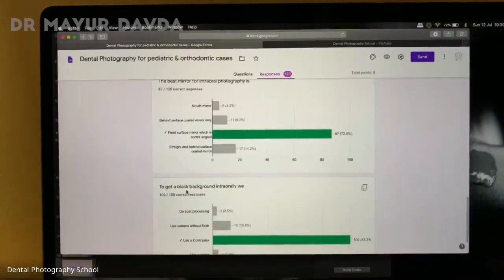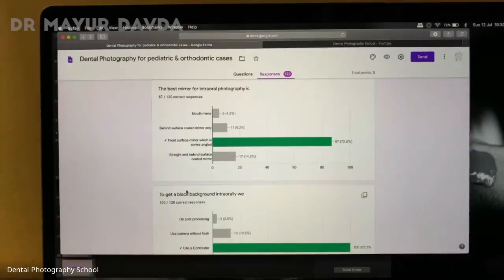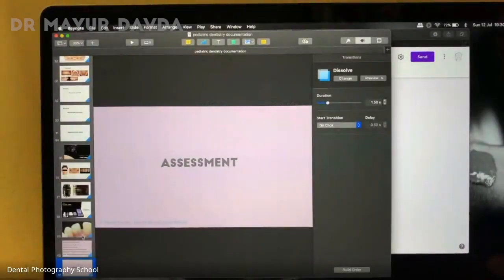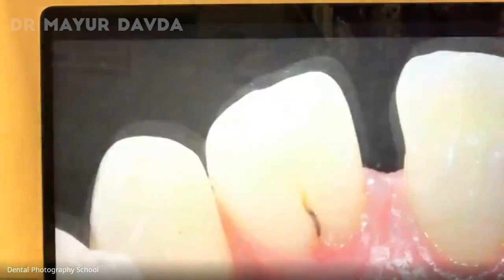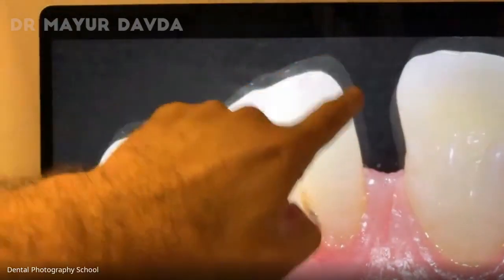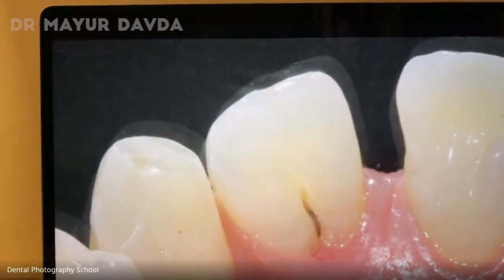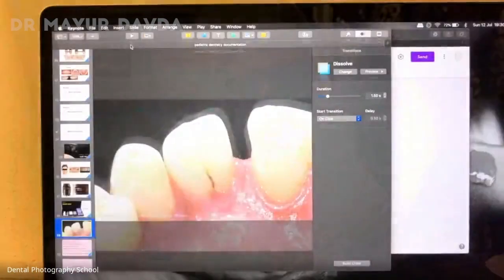And the next question was, the best mirror for intraoral photography is a mouth mirror. I really don't know why 5 people said that. Behind surface coated mirror, I just gave you an example. I'm really shocked to see 11 people still answered it incorrectly. If you use a behind surface coated mirror, you are going to get a halo. So please do not invest in them.